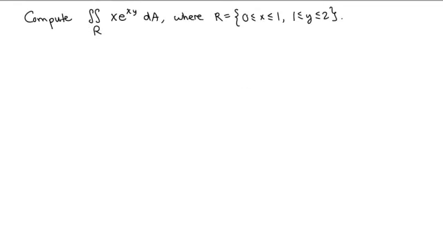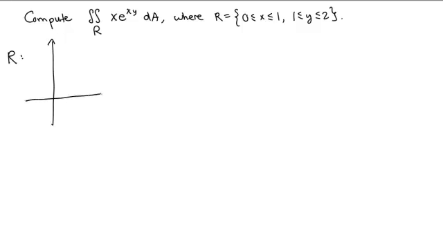Compute the double integral of the function x e to the xy dA over the region R, where R is the set where 0 is less than or equal to x is less than or equal to 1, and 1 is less than or equal to y is less than or equal to 2. So first things first, let's try to figure out what this region R actually is.